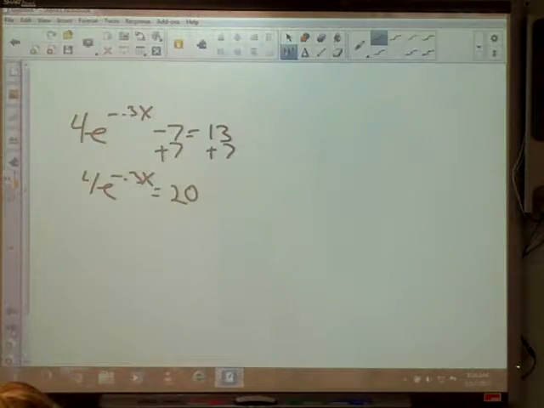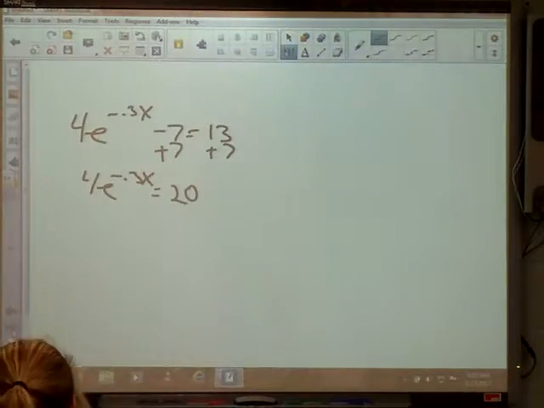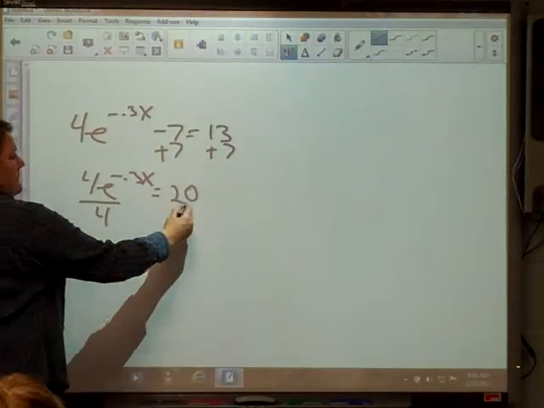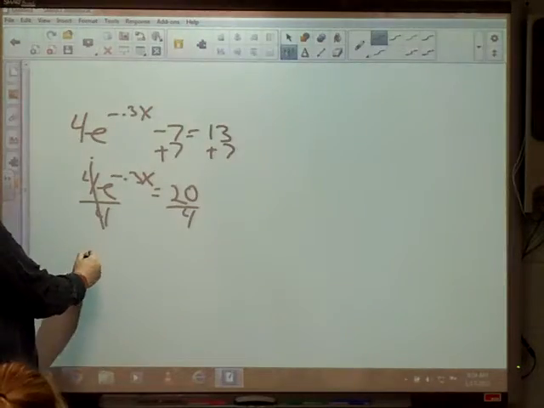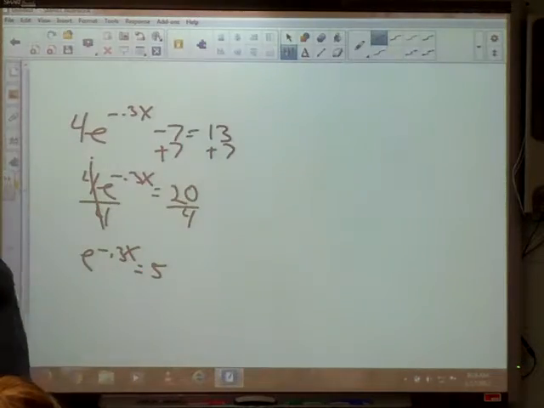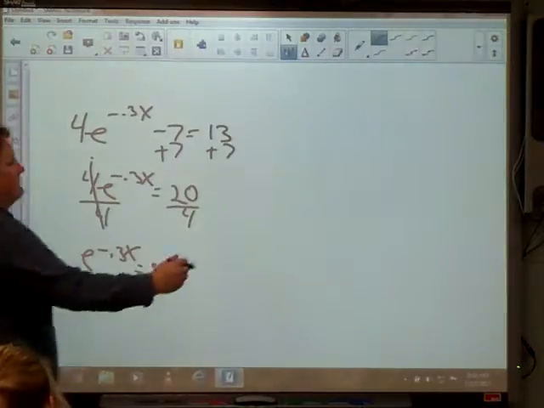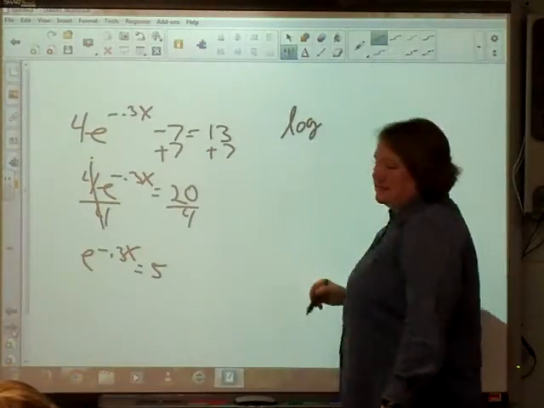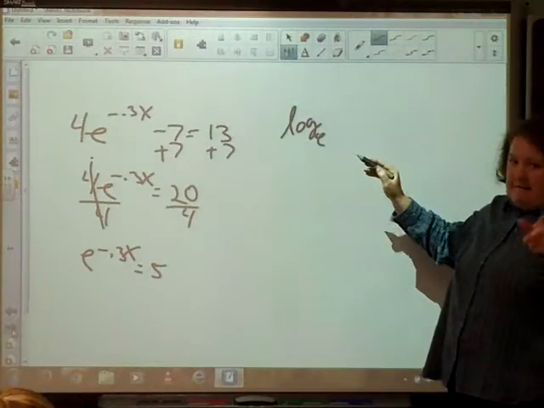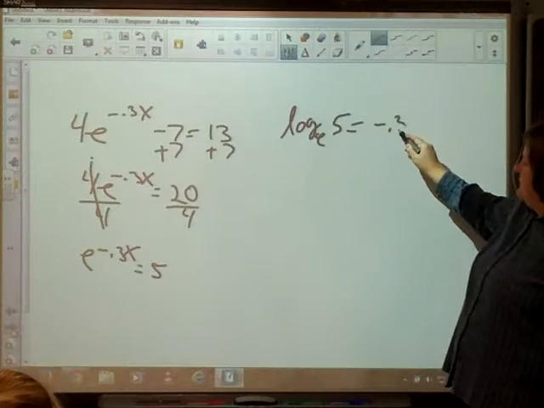There's still a piece of extra junk there. Good, it's that 4. So we're going to divide everything by 4. So that gets me e to the negative 0.3x is 5. Is that exponential form? Yeah, so let's write that in log form. I'm going to have log. What's my base? e. Wouldn't that be ln? Uh-huh. That's where I'm going. Good job, Kylie. Log of 5 is equal to negative 0.3x.